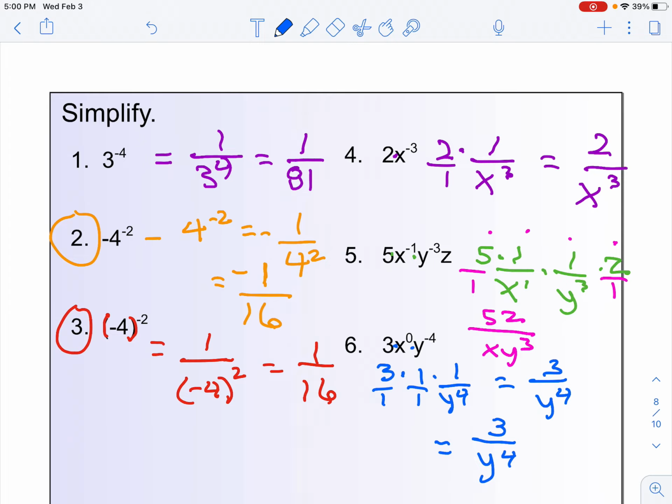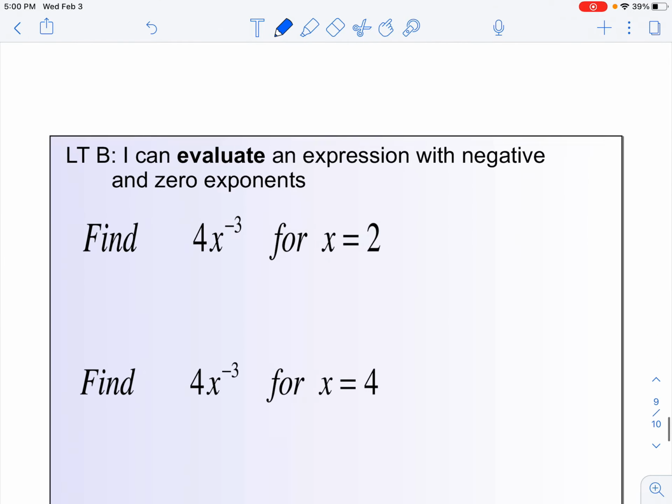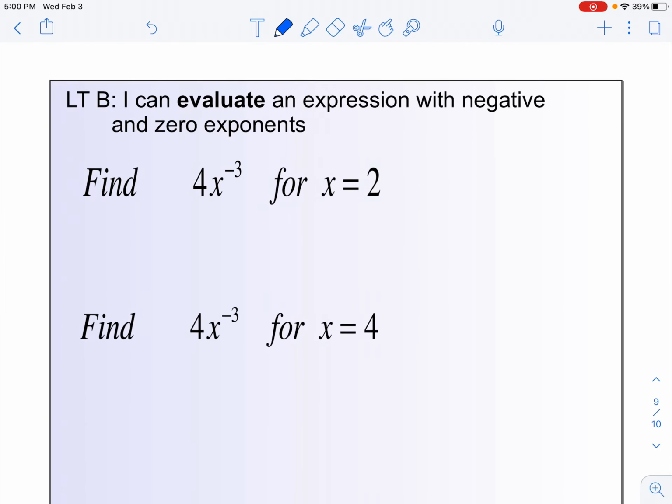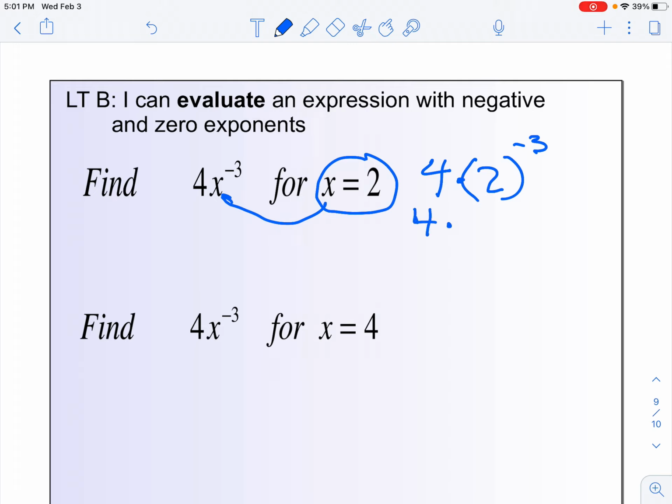Okay, so hopefully some of these examples and going through them are starting to make a little bit more sense. And the last piece we're going to work on is evaluating expressions that have negative and 0 exponents in for certain values. So this is just like we've been doing before. If we know what x equals, we're going to put it in here for x. So this becomes 4 times, and then we're going to take 2 and raise it to the negative 3 power. Remember, that's dividing by 2 3 times. So this is going to become 4 times 1 over 2 to the 3rd.